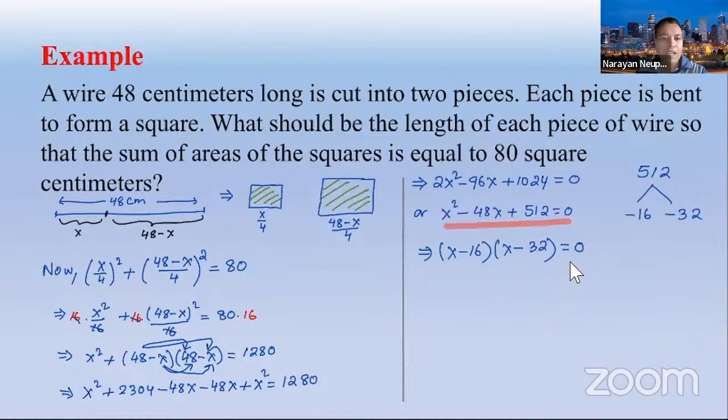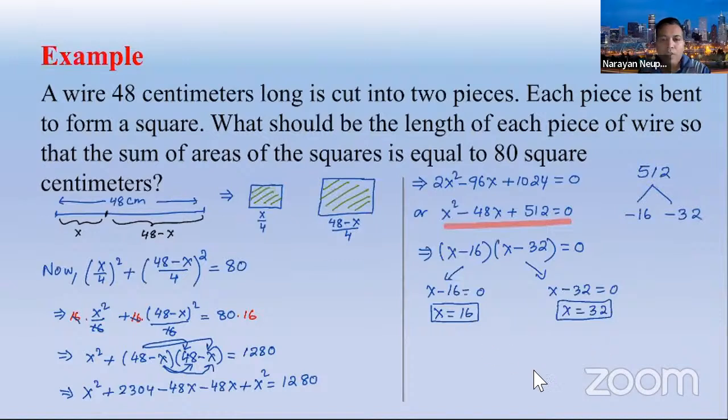Okay, great. So now, we got two factors. You can set each of these to 0. The first one is x minus 16 equal to 0, and the second is x minus 32 equal to 0. When you solve the first one, you will get x equal to 16, and from the second, you will get x equal to 32. x equal to 16 and x equal to 32.